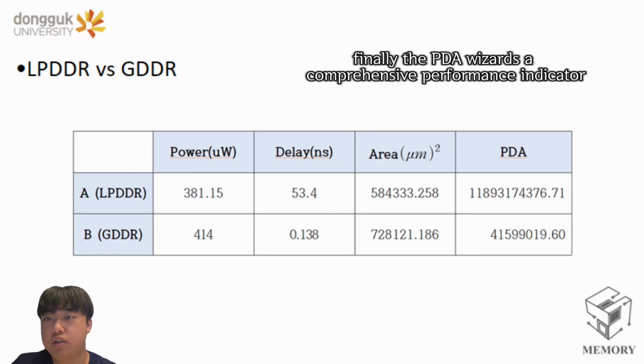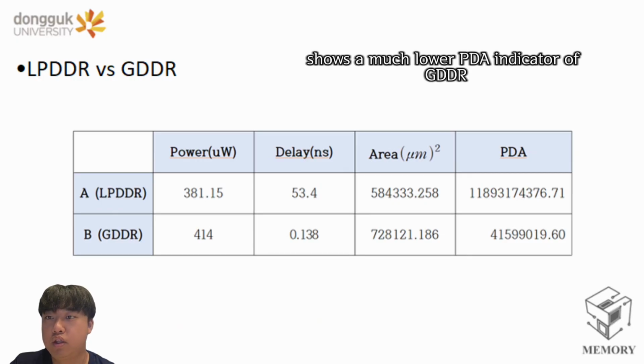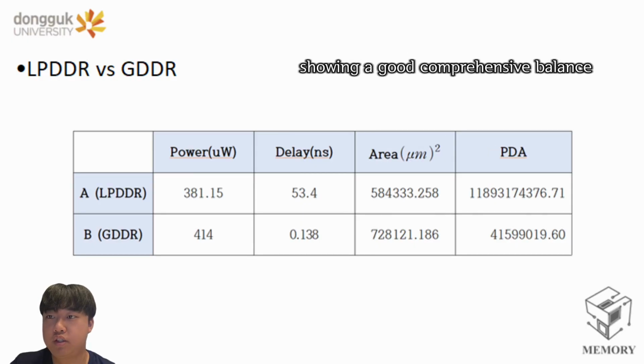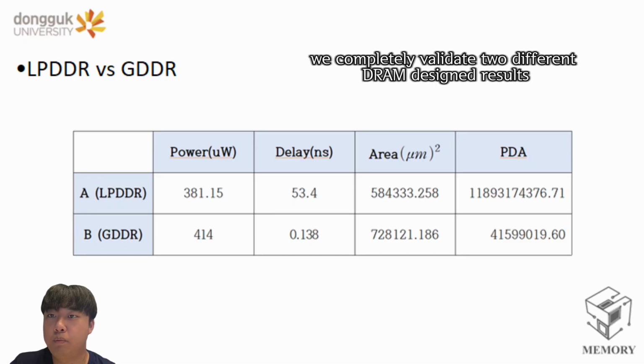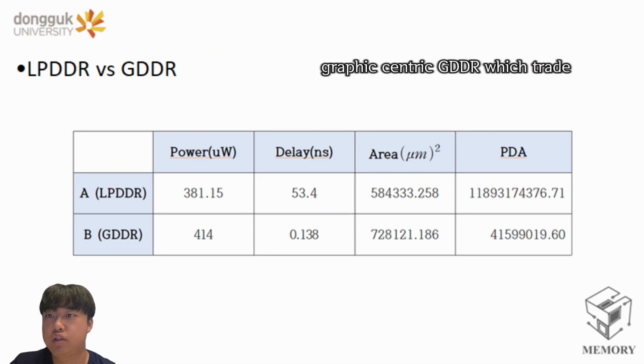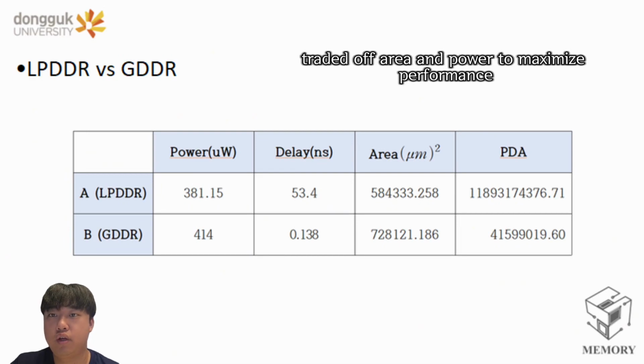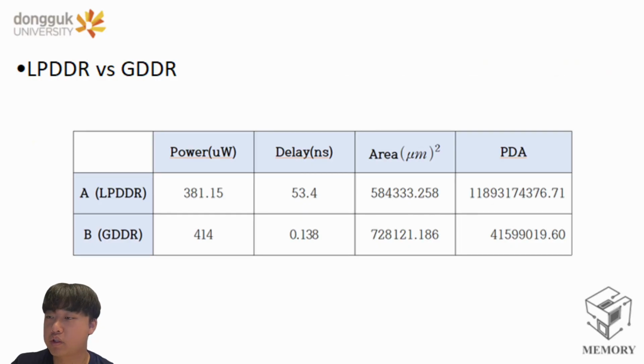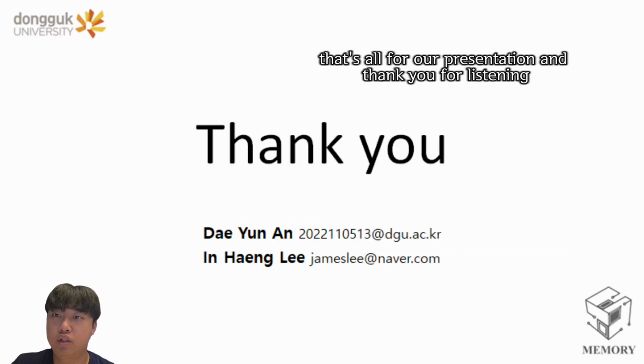Finally, the PDA result, a comprehensive performance indicator, shows a much lower PDA indicator for GDDR, the B structure, whose speed performance was overwhelming numerically, showing a good comprehensive balance. In conclusion, we completely validate two different DRAM design results: graphics-centric GDDR, which traded off area and power to maximize performance, and mobile-centric LPDDR, which sacrificed speed instead to save area and power. That's all for our presentation, and thank you for listening.